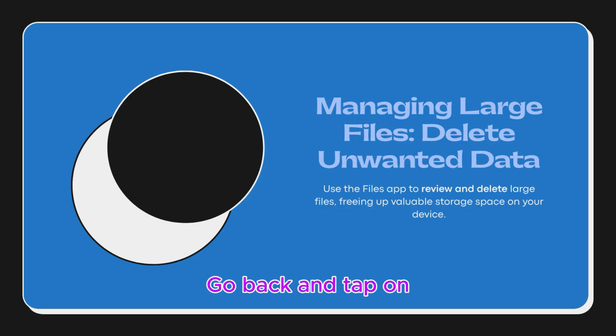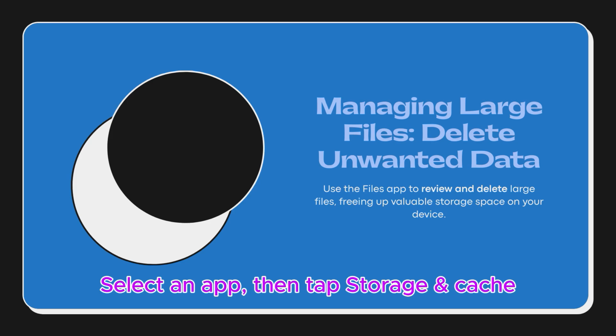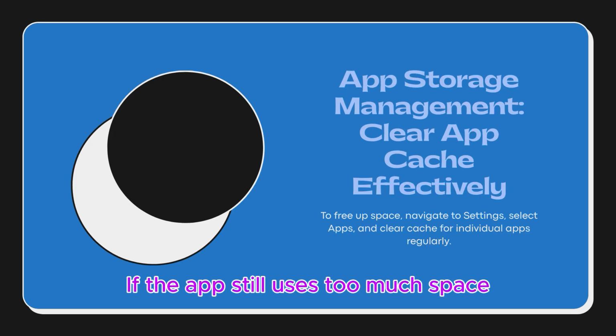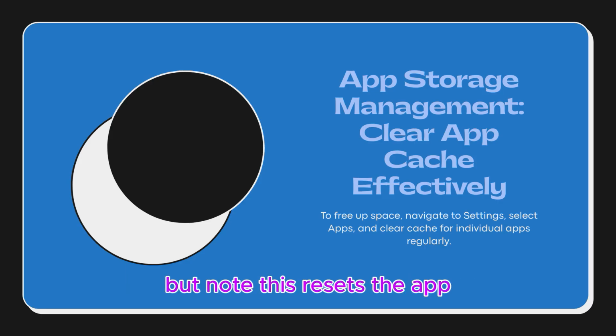Go back and tap on Apps to see which apps take the most space. Select an app, then tap Storage and Cache. Tap Clear Cache first. If the app still uses too much space, tap Clear Data, but note this resets the app.